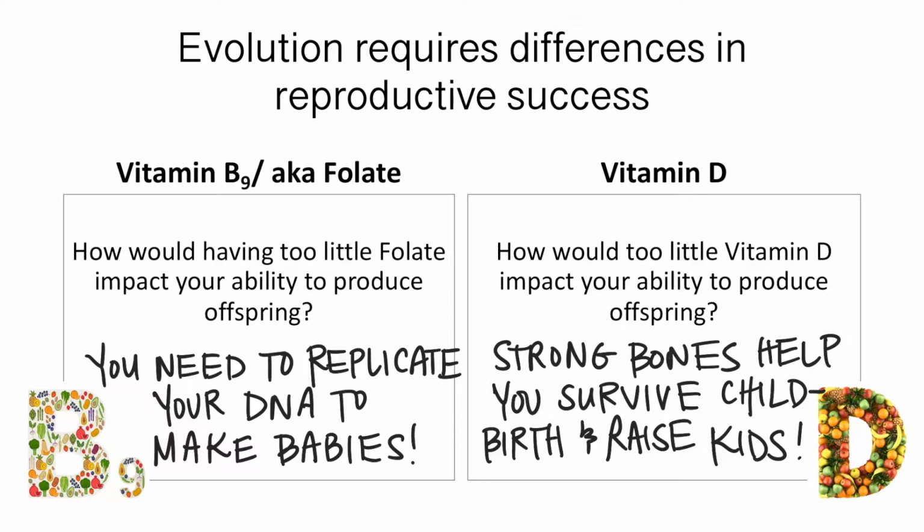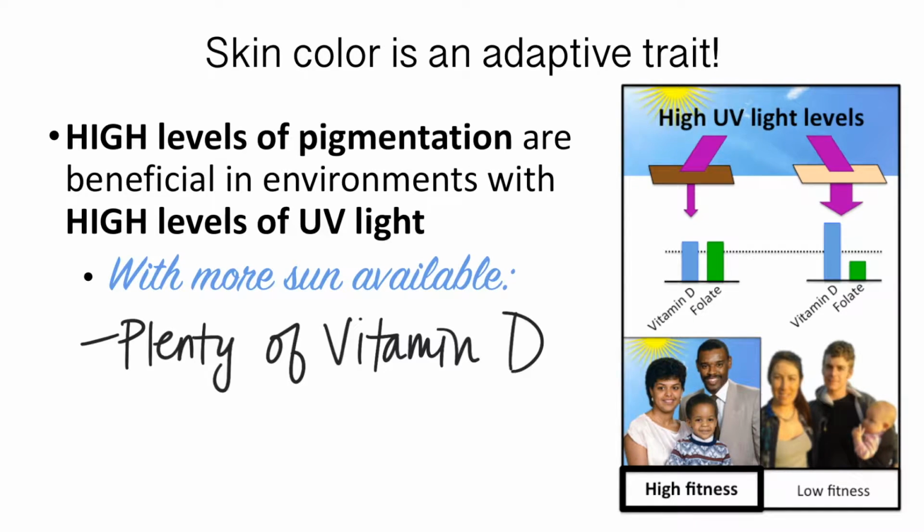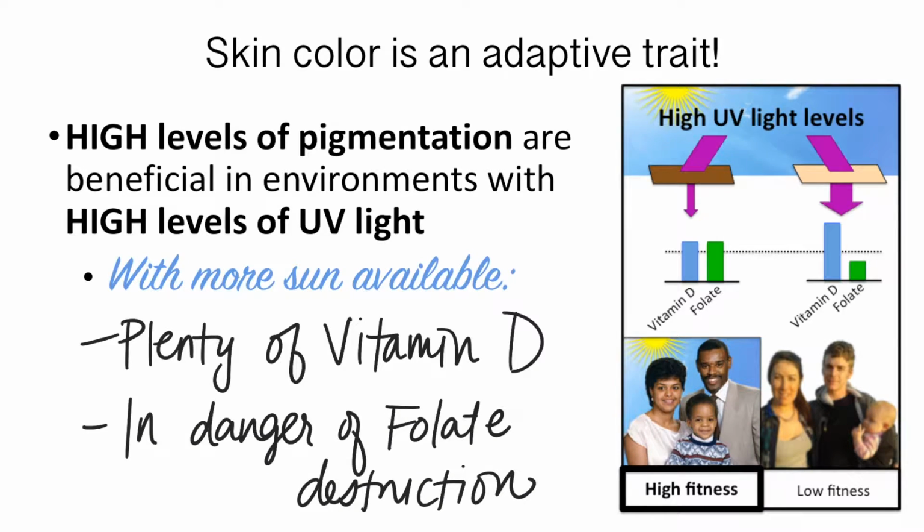And in this way, this would also impact the number of offspring you could produce and contribute to the next generation. Let's take a look at how this would work in an environment that receives high levels of annual ultraviolet radiation, for example, near the equator. In this environment, there's plenty of sun available, and thus your skin would have no trouble synthesizing plenty of vitamin D. But you could also imagine, with all of this sunlight available, you'd be in a greater danger of having your folate damaged. Thus, in this environment, individuals with more pigmentation would have an advantage because they'd have more protection for their folate.